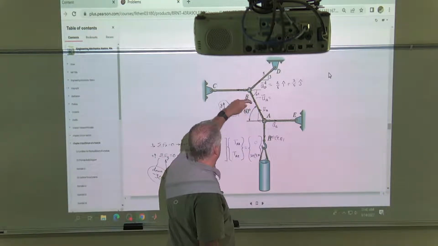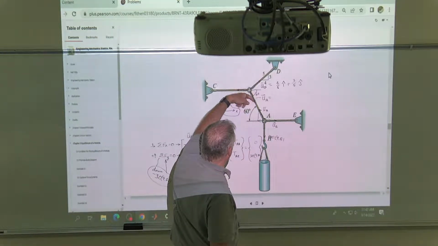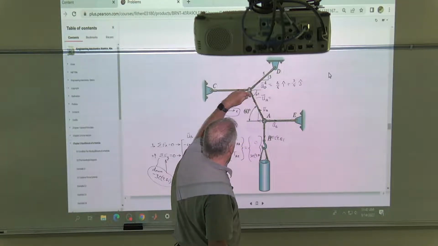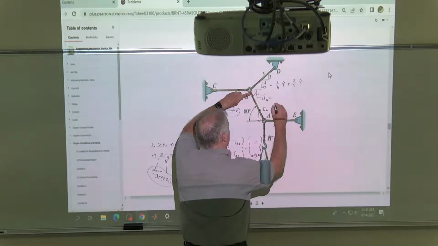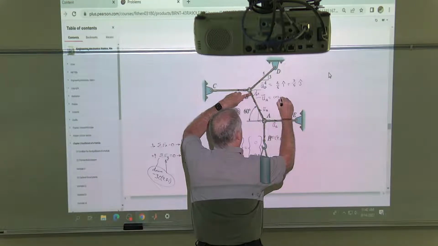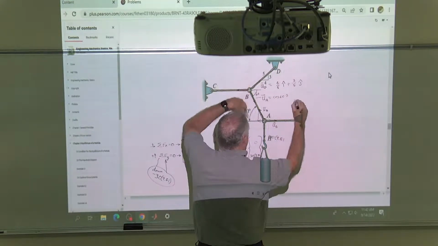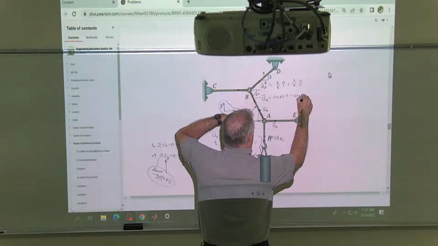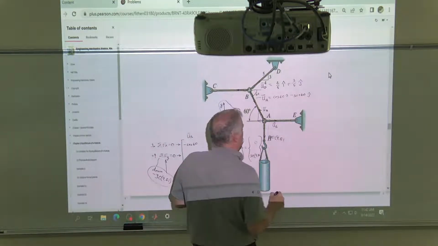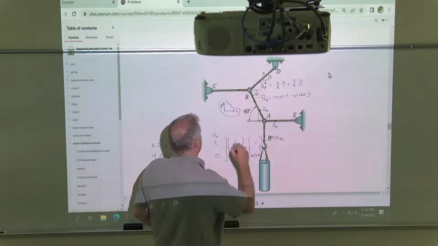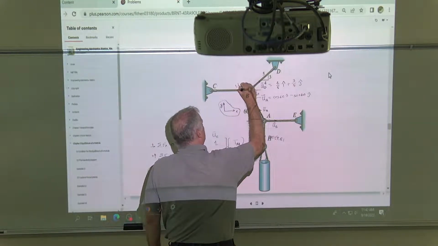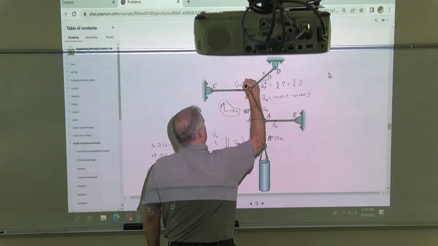Okay, so I'm projecting this through that angle onto this coordinate, which means cosine of 60 i, and the other one that way. This one is really easy. Minus i.